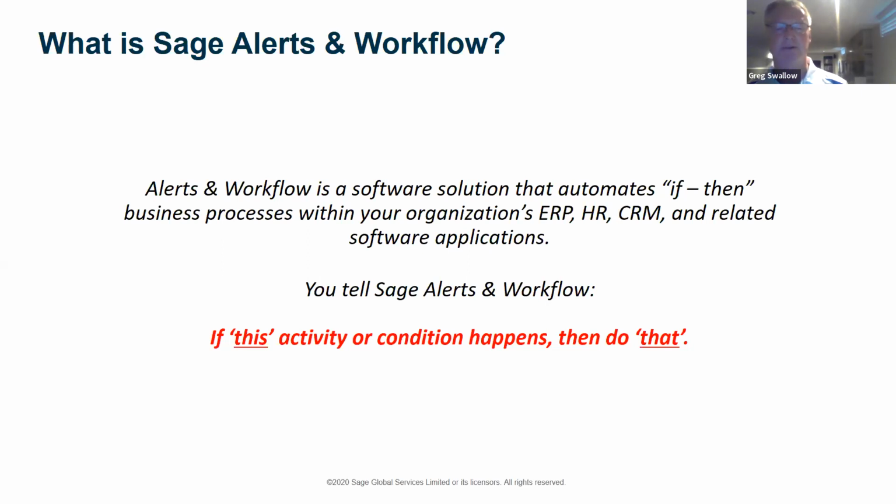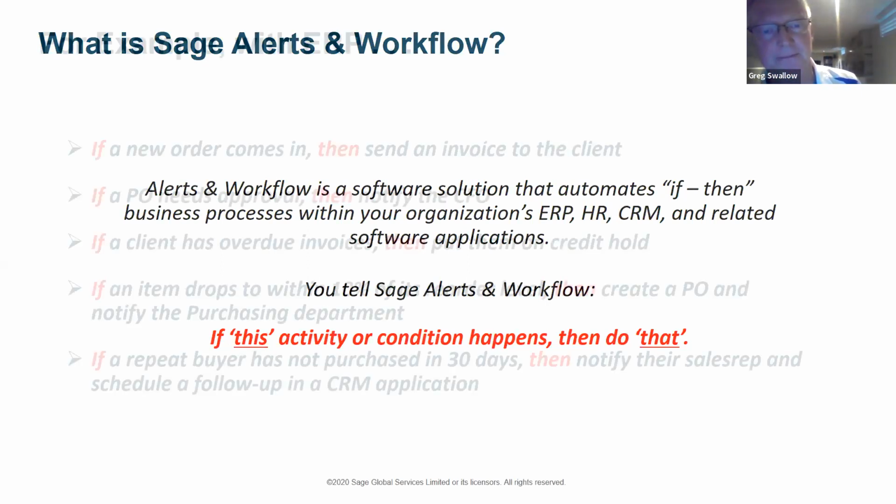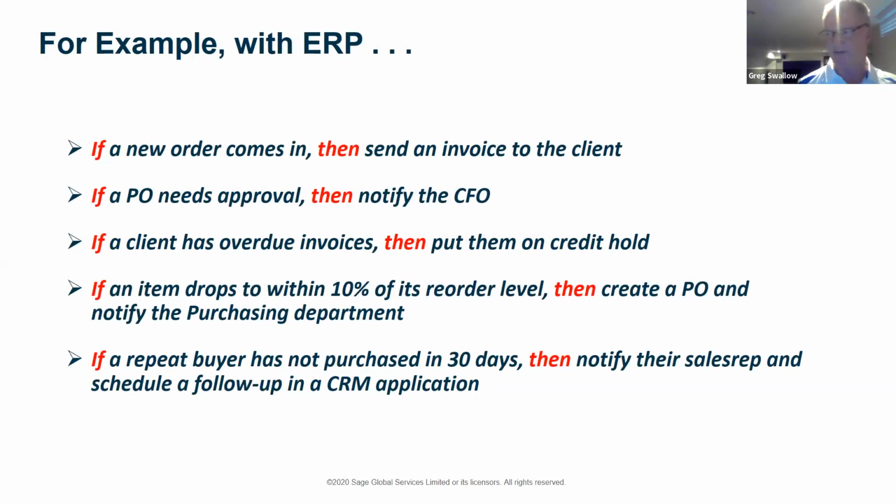You tell Sage Alerts, if this activity or condition happens, then you do this. So for some examples for ERP, again, 300, HRMS, CRM, all the different applications that Sage has in its portfolio: if a new order comes in, then send an invoice to a client. You may have people doing that now, bringing the order in, posting the order, and then sending the invoice out. We can have the software do that, bring that order in, post it, and send the invoice out.